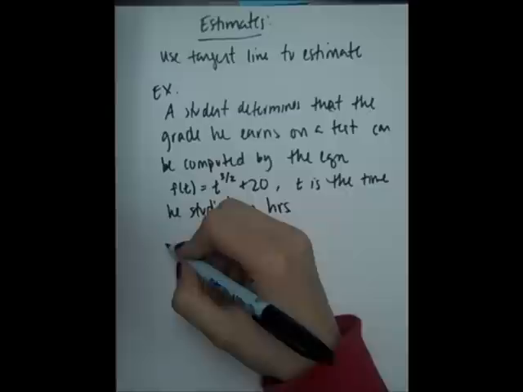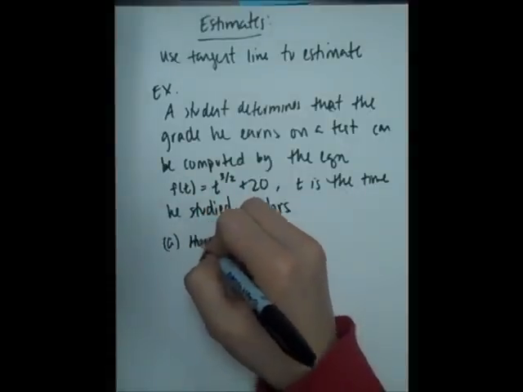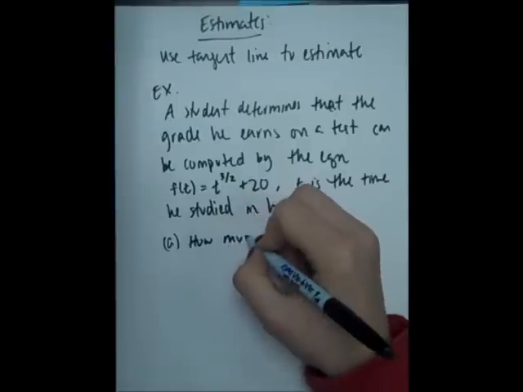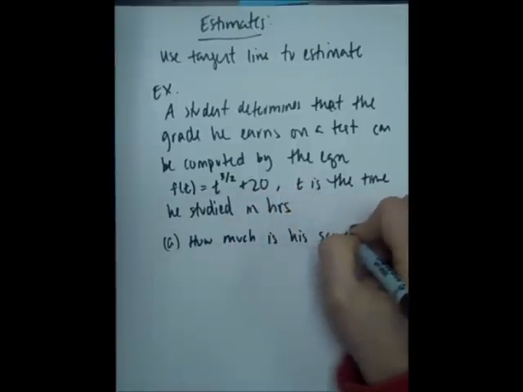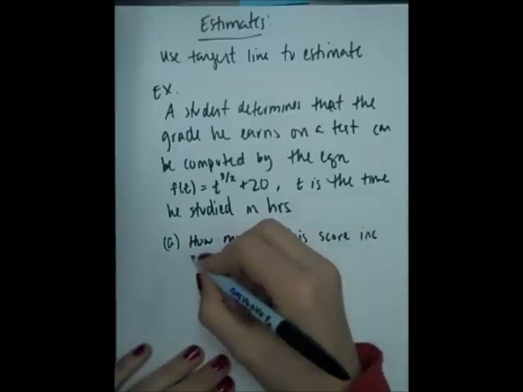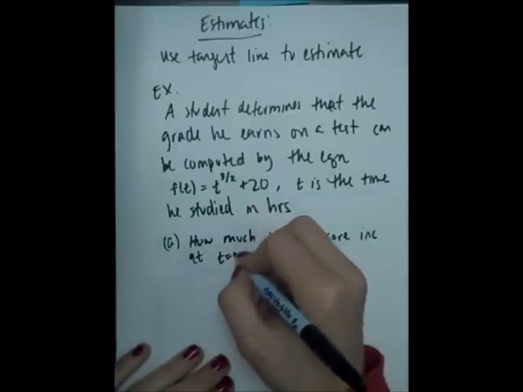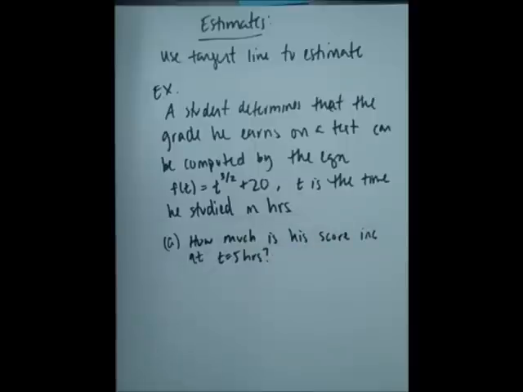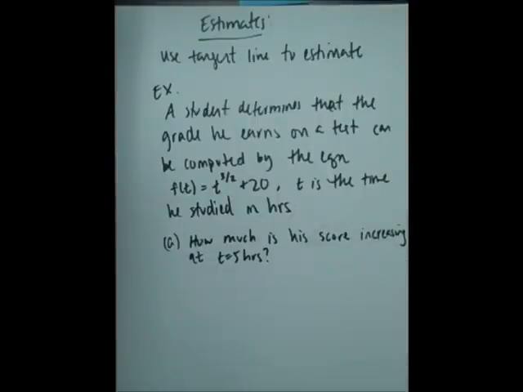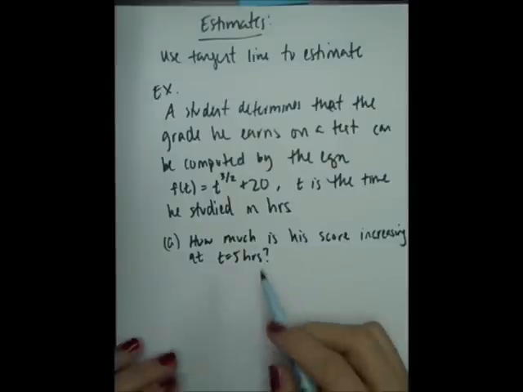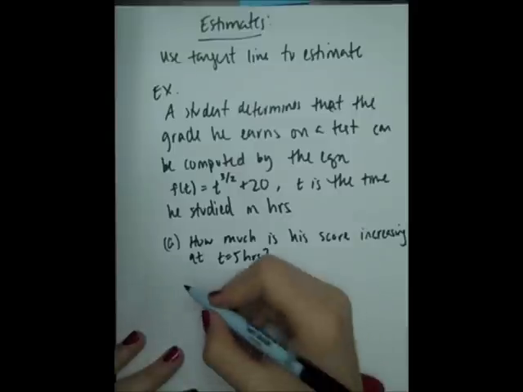Okay, and the first question that we're going to ask is how much is his score increasing at t equals 5 hours? So how much is his score increasing? That's saying what's the rate of change. So increasing, decreasing, those are all rates of change. And whenever we think of rate of change, we want to think derivative. So I'm saying, what is the derivative when t is equal to 5?